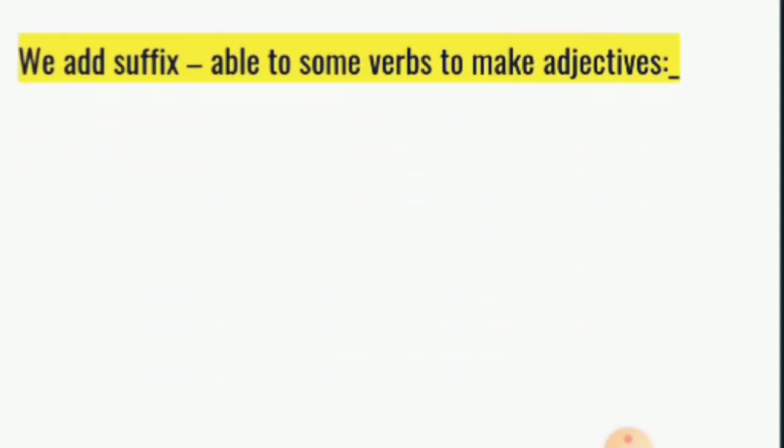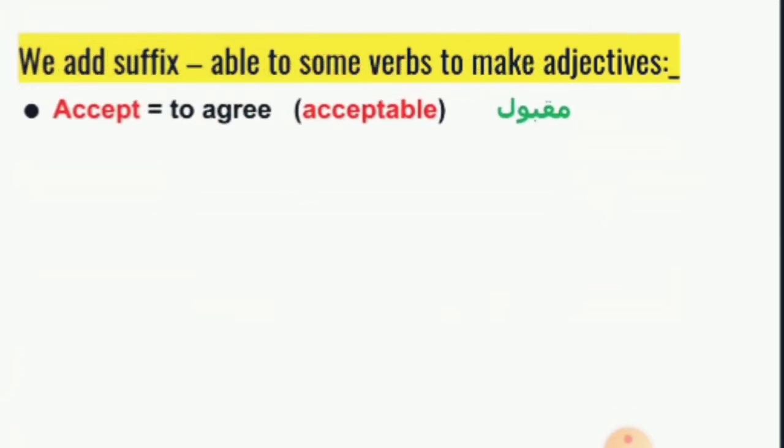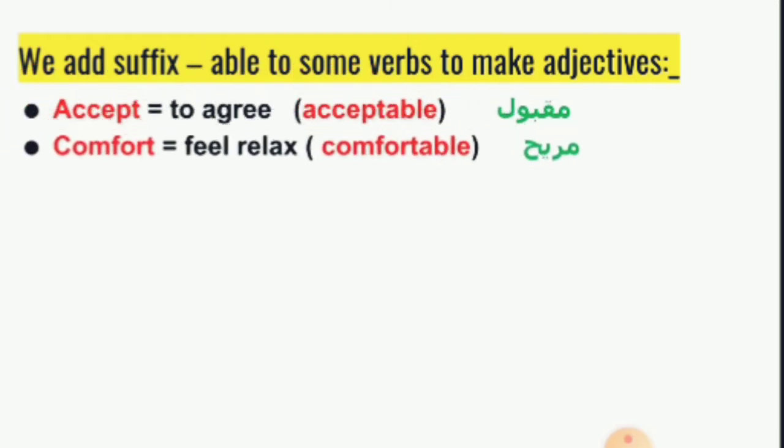Now, let's continue explaining the vocabulary. Now we are going to add a suffix, able, to some verbs to change them into adjectives. For example, the verb accept. Accept, which means to agree. The adjective will be acceptable. Another verb, comfort. Comfort, which means feel relaxed. The adjective will be comfortable.